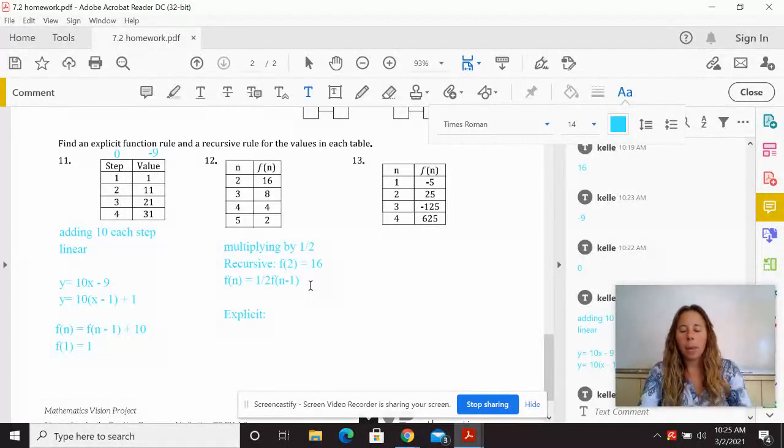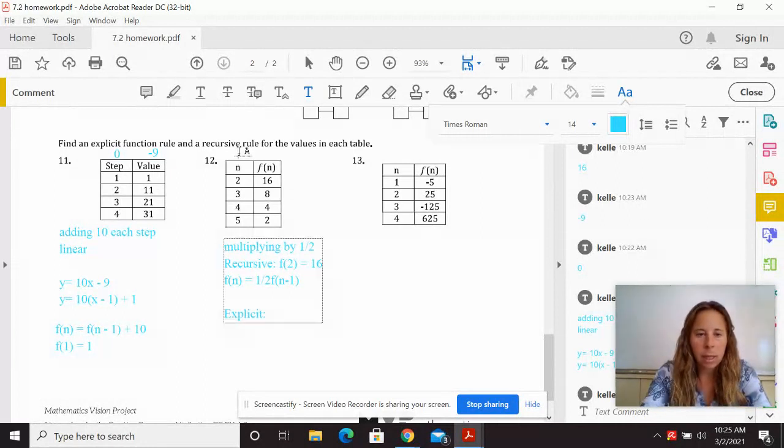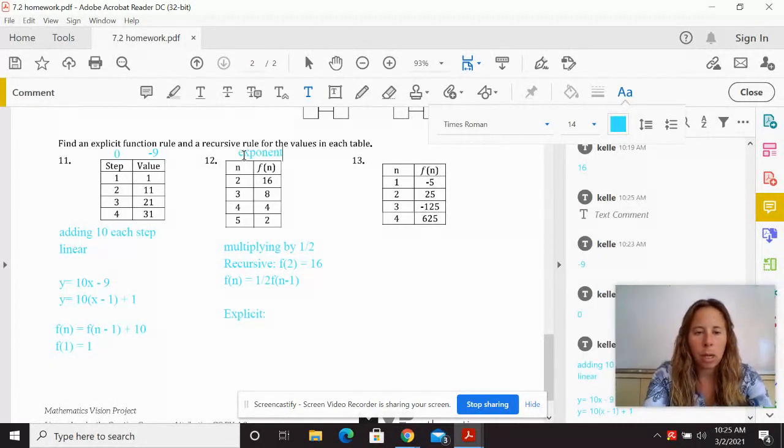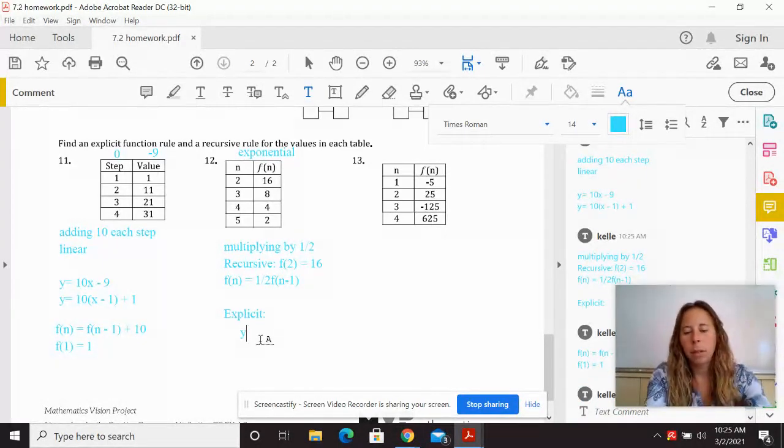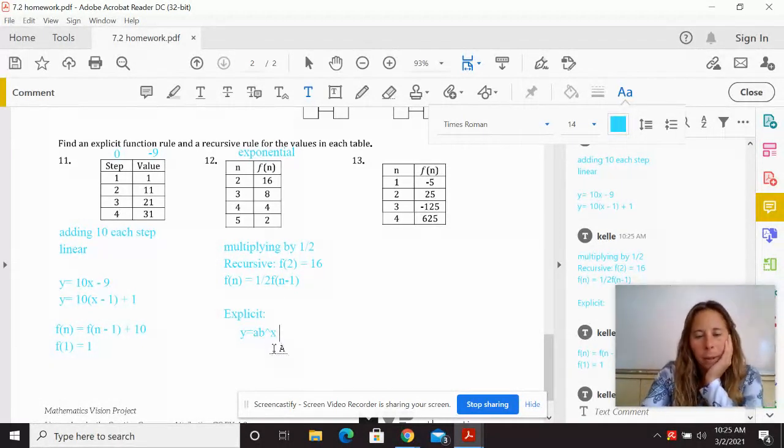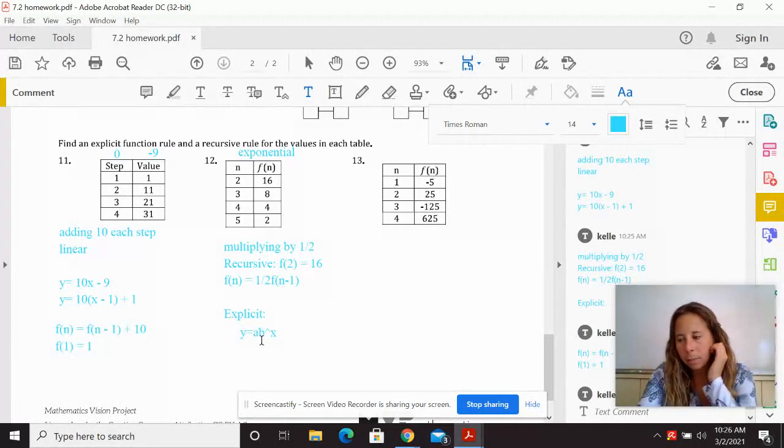Okay. We are multiplying by 1/2, so we are going to have exponential. This one is exponential, because we're multiplying by the same thing each time. So your exponential equation is y equals a times b raised to the x power, where a is your y-intercept and b is your ratio. Geez, sorry. Okay.